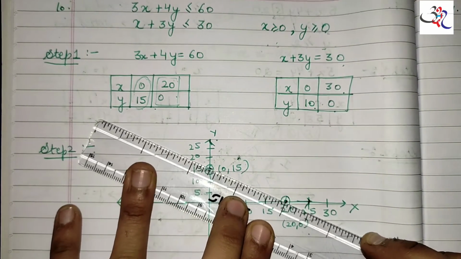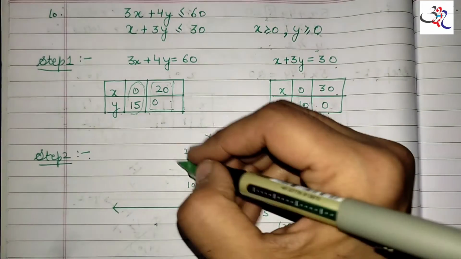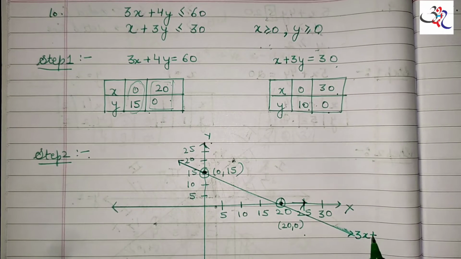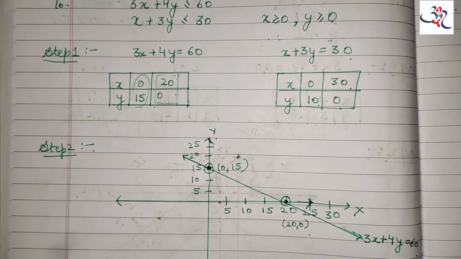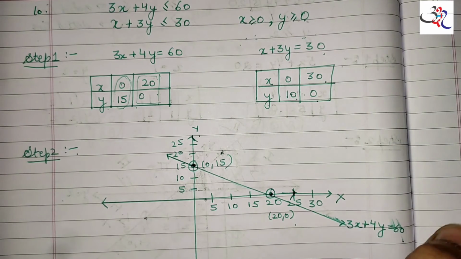So join these 2 points also. So if we are going to join these 2 points, then I will get what? I will get the equation for the first line, 3x plus 4y is equal to 60. Okay, next second is what? X plus 3y is equal to 30.